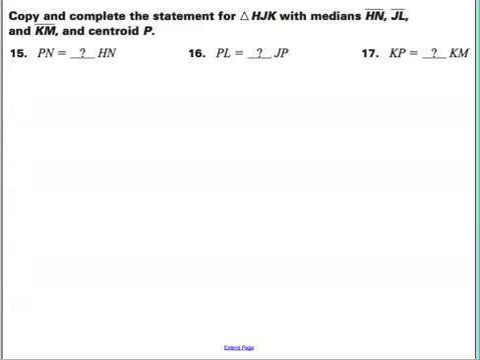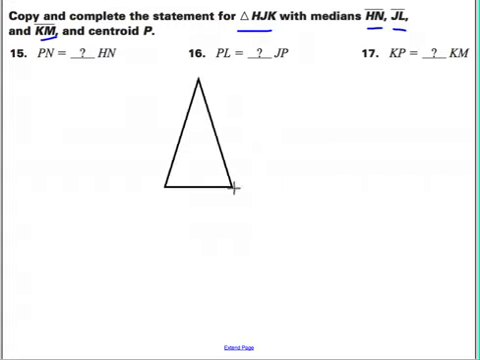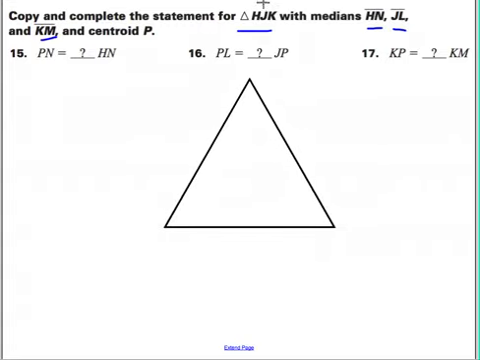Copy and complete the statement for the triangle HJK with medians this thing, and this thing, and centroid P. Hey, I could probably use a triangle here. So let me draw a triangle. You could trace one, you could make one yourself. I'm just going to plot one of these guys. Look at that. Triangle. Easy.